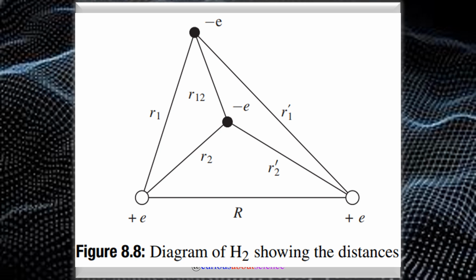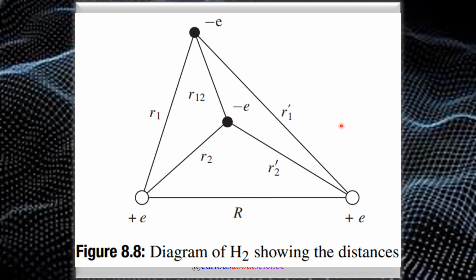Ready to unlock the mysteries of quantum bonding? Today, we'll connect the dots between the antisymmetric state, molecular orbitals, and electron-proton potential energy. Here is a diagram of the hydrogen molecule, H2, showing the distances between each pair, with the protons plus E, the electrons minus E, and all their respective distances.